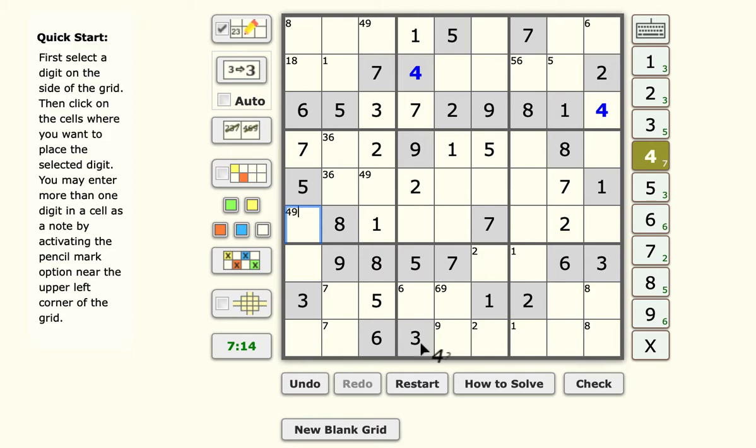Okay, only 2 missing here, which is 1, 2, 3, 4, 5, 6. 6 and 8, right? Okay, there's an 8 here, so that cannot be an 8. That has to be a 6. This has an 8. And that is 6, right?